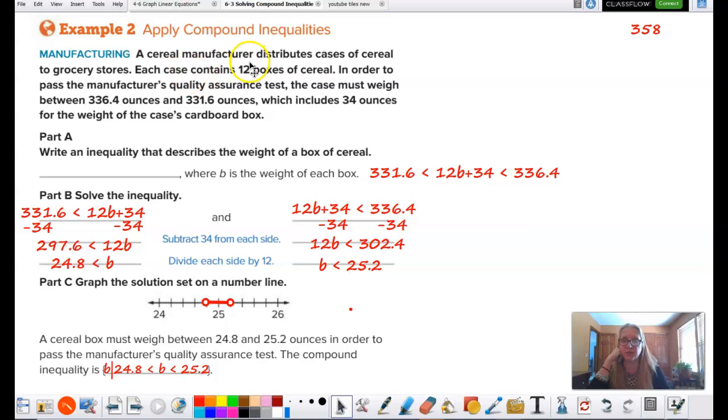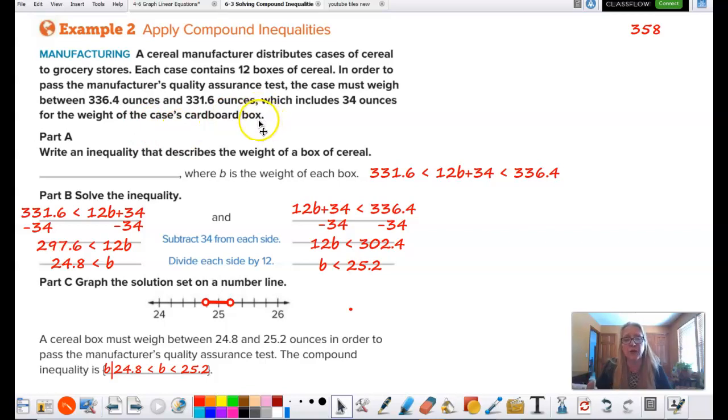All right, so we have the cereal manufacturer distributing cases of cereal to grocery stores. Each case contains 12 boxes of cereal. In order to pass the manufacturer's quality assurance test, the case must weigh between 336.4 ounces and 331.6 ounces. It can't weigh those amounts. It has to weigh in between those amounts. So we'll have no or equal to's here. Which includes 34 ounces for the weight of the case's cardboard box.